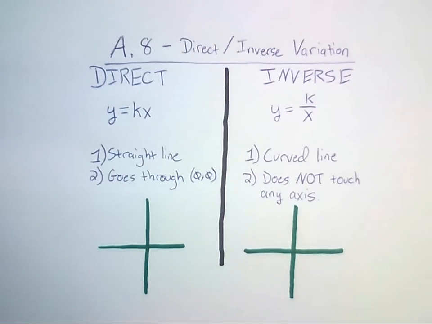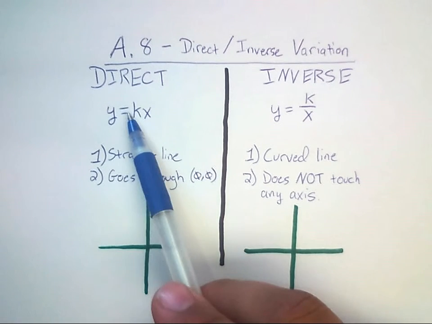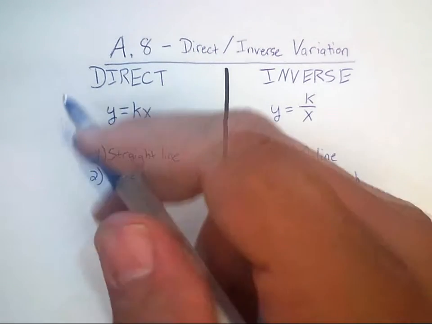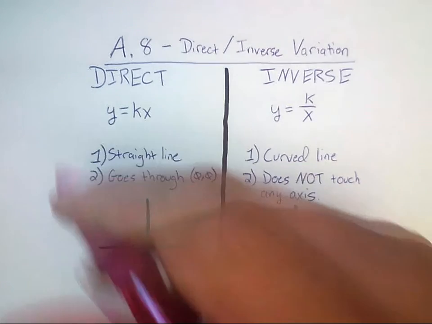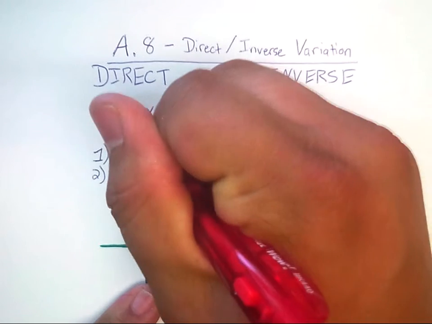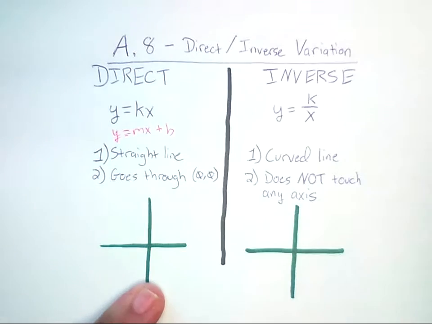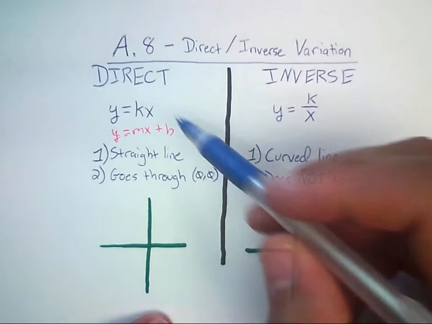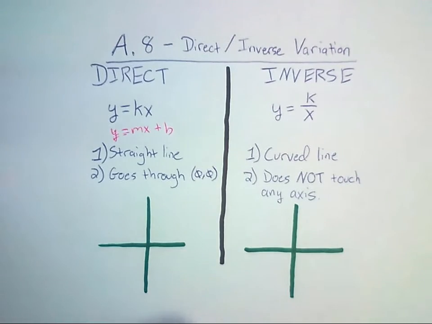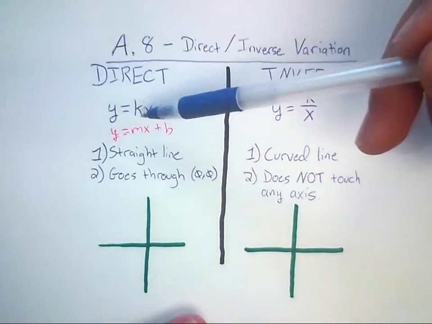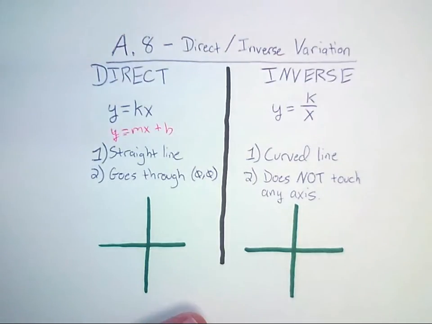So if you look, the direct variation formula, y equals kx, is very similar in a lot of ways to y equals mx plus b, and that's because they're pretty much the same thing. K is known as the constant of variation, what we keep multiplying the x value by. It's very similar to slope. It acts the same way, in fact.